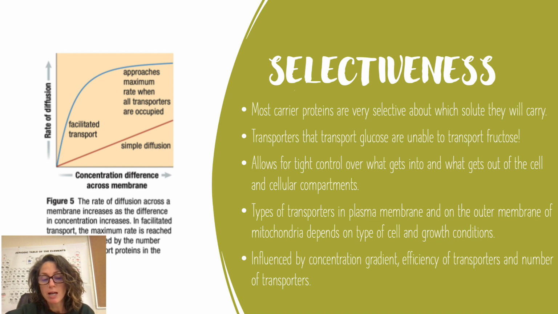The types of transporters in plasma membranes, and on the outer membrane of the mitochondria, depend on the type of cell and growth conditions. So again, depending on the needs of the cell, it's going to have different transporters in the plasma membrane or in other organelles.